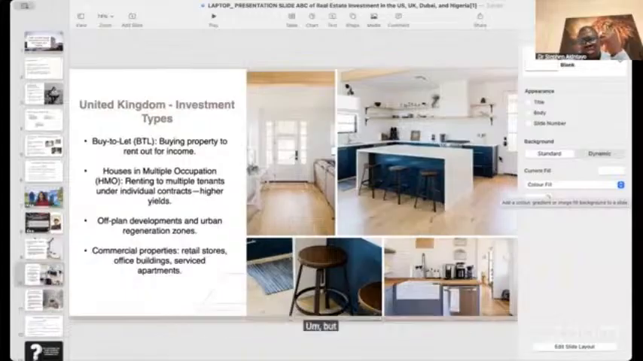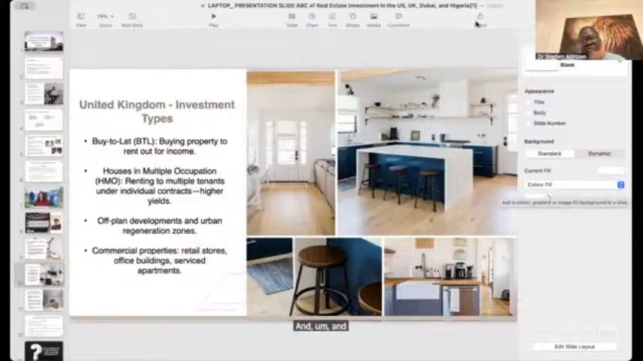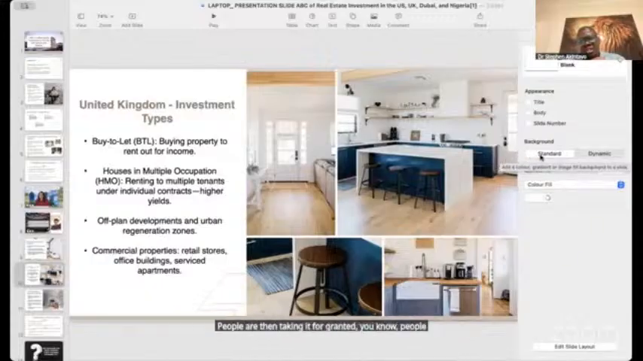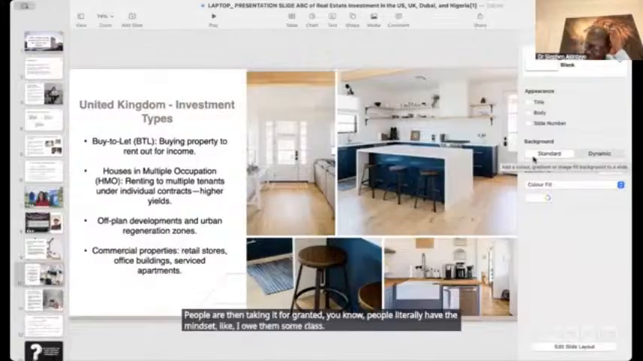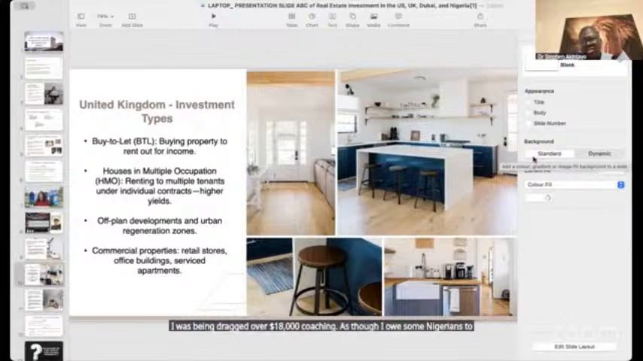But one of the things I tell people who follow me, and this is very important, is do not expect everything that I do to be free. I don't think it's fair. I'm even making up my mind now to stop doing free classes, because I noticed that because of so many free classes I've done over the years, people are taking it for granted. People literally have the mindset like I owe them some class. I was being dragged over the $18,000 coaching as though I owe some Nigerians to make something free for them, which doesn't make sense to me.